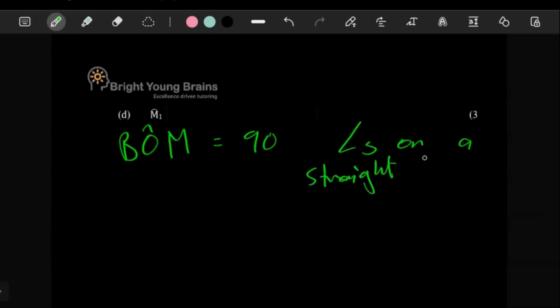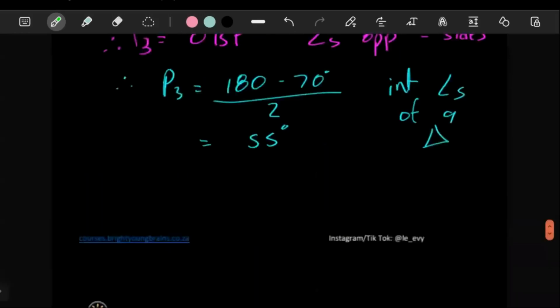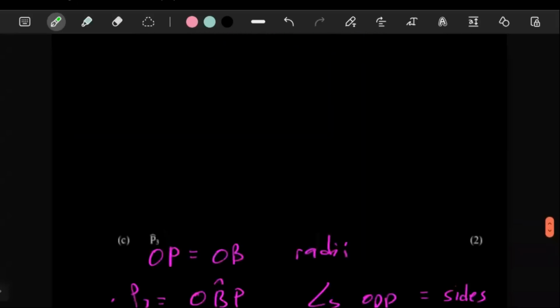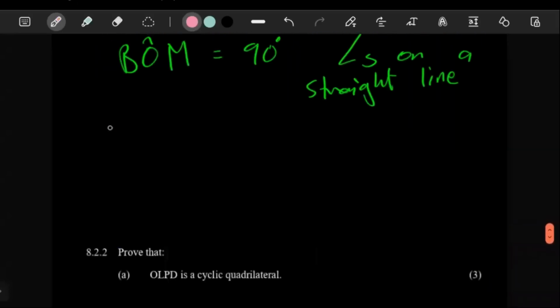BOM is equal to 90 degrees. The reason is angles on a straight line. And then now we can easily say, as a conclusion also, therefore M1 is equal to 180 minus the 90-degree angle minus the 55. Whatever is going to be left here is, I think, 35.